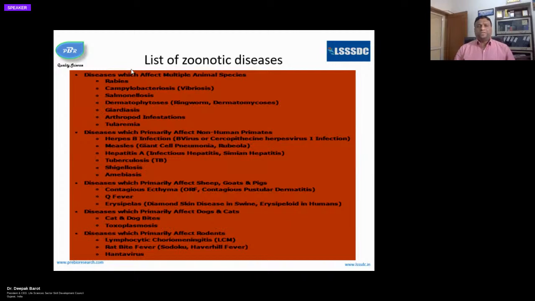In terms of zoonotic disease, just a few examples between animal species, non-human primates or other species, especially diseases which primarily affect rodents, you should be aware of, like lymphocytic choriomeningitis, rat bite fever or hantavirus. The rest are already mentioned here.